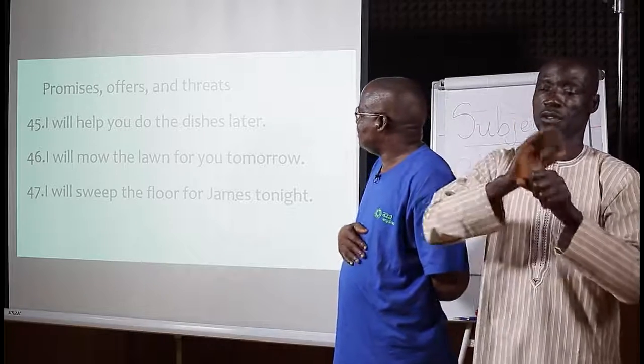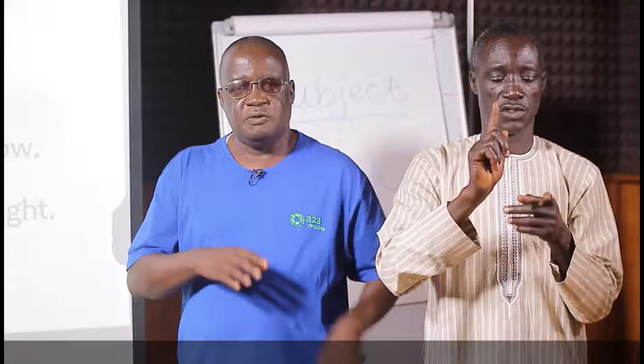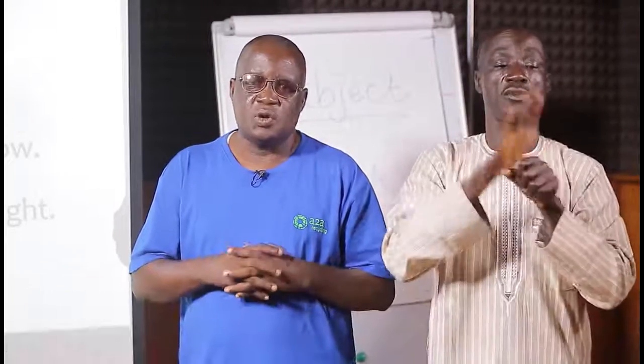4. Promises, offers, and threats. I will help you do the dishes later. 46. I will mow the lawn for you tomorrow. 47. I will sweep the floor for James tonight. Now, if you observe, all these sentences are promises. The actions have not occurred yet.